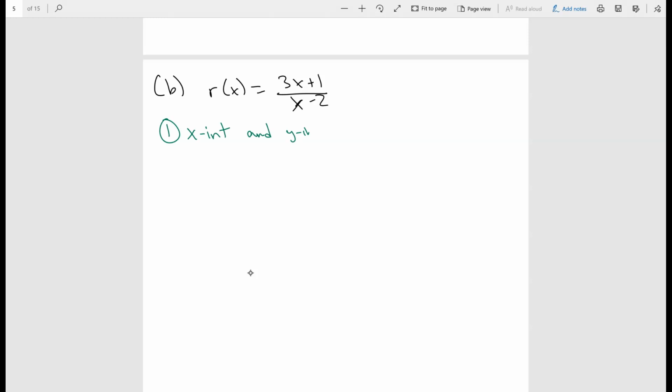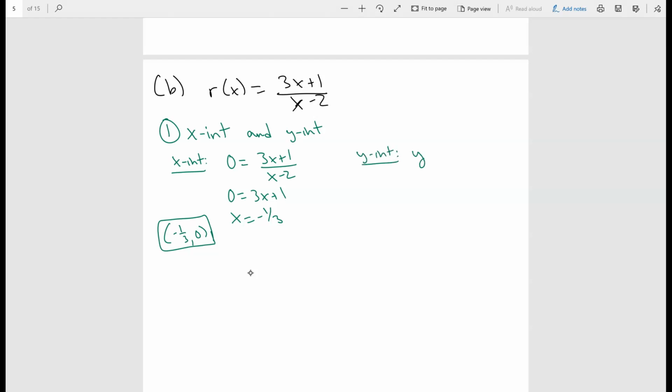So x and y-intercepts. Okay, so for x-intercept, I'm going to set the y equal to 0. So 0 is equal to 3x plus 1 over x minus 2. When I move the denominator over, you're going to get 0 equals 3x plus 1. So x here equals -1/3. So that means at -1/3, comma 0, you're going to have an x-intercept. So now the y-intercept is going to be when x is equal to 0. You're going to get 3 times 0 plus 1 over 0 minus 2. So you're going to get a -1/2. So at 0, comma -1/2, you're going to have a y-intercept.